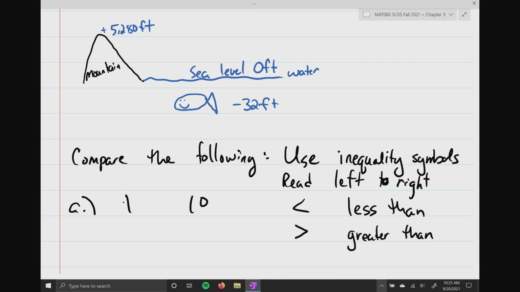And if I wanted to compare the numbers 1 and 10, what I want to do is make a true statement. So I'm going to put the less than symbol inside, because when I read this from left to right, 1 is less than 10. And that makes, for me, complete sense. So this is a true statement.